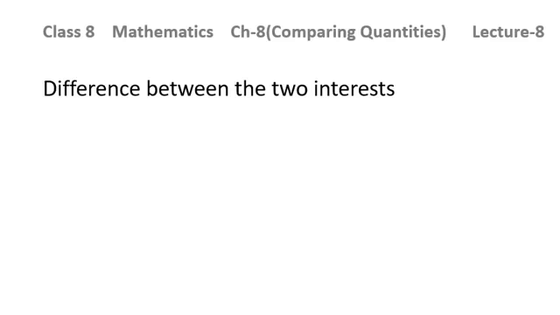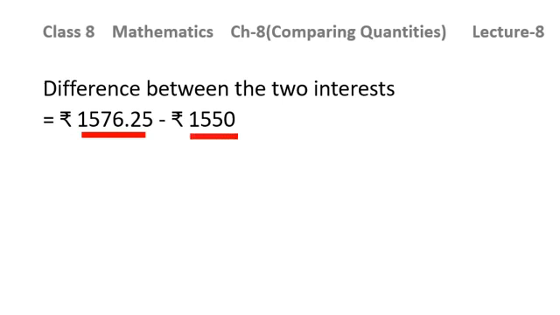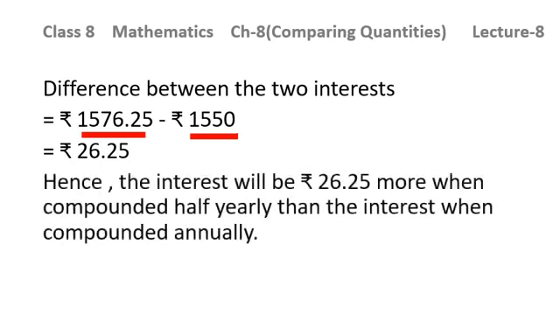Now we need to find the difference between the two interests. When the interest is being compounded half yearly, it is 1,576.25, and when the interest is being compounded annually, the interest was 1,550. Subtracting these two, you will be getting 26.25. This will be the difference between the two interests, as was required by this question. So the interest will be 26.25 more when compounded half yearly than when compounded annually.